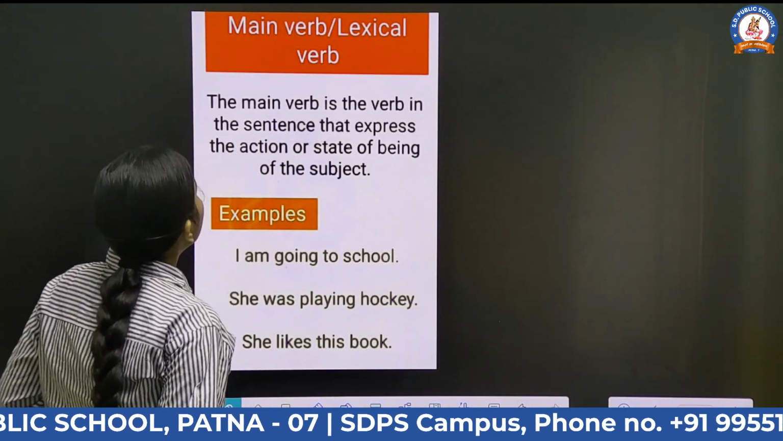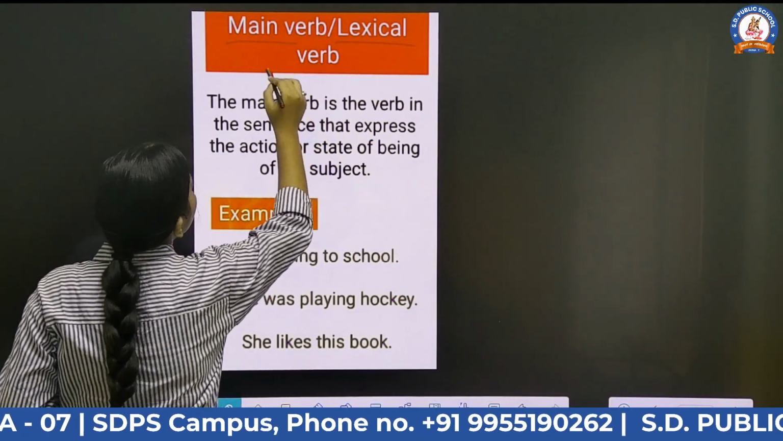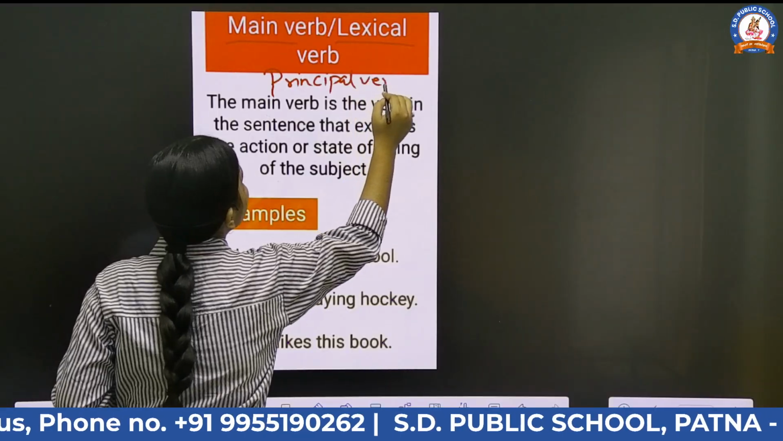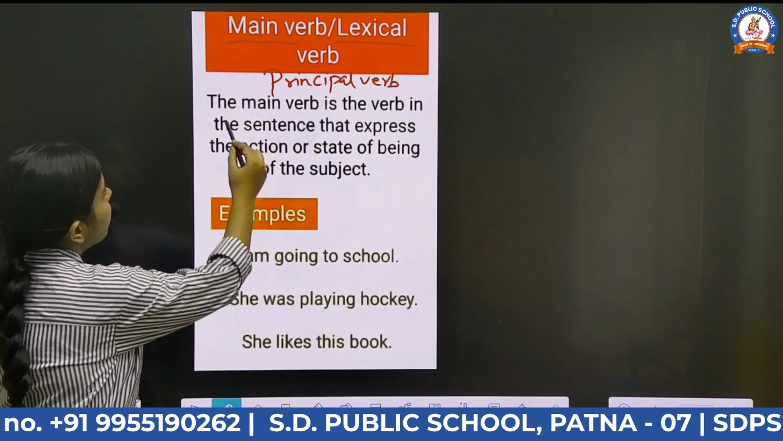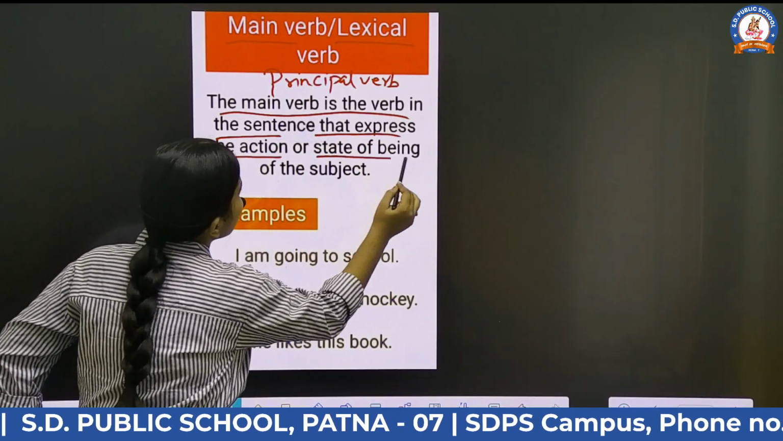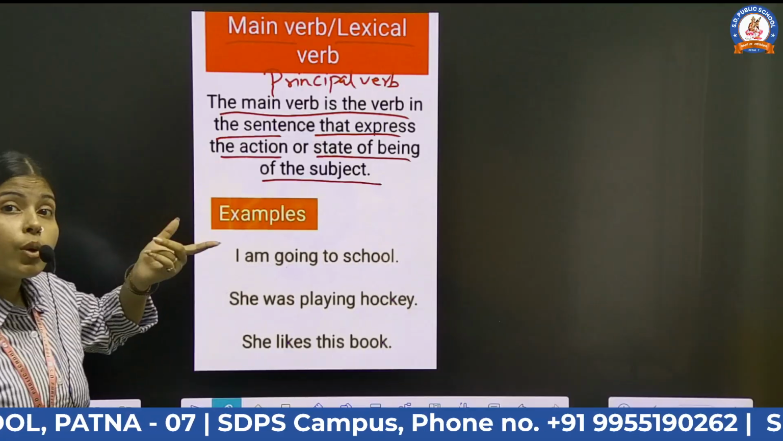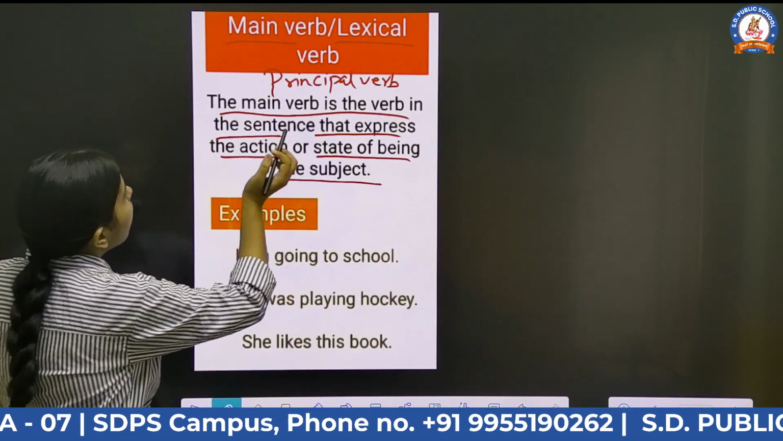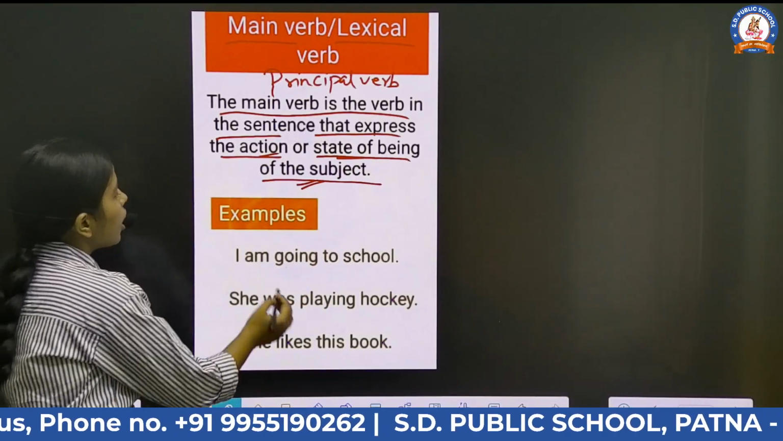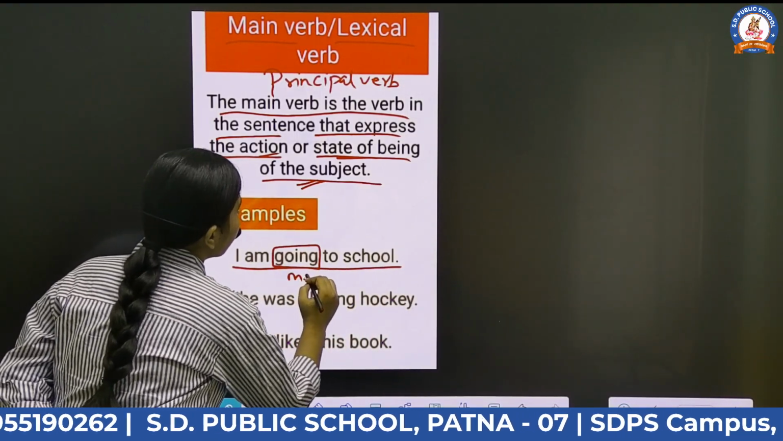After that, we move to our next topic, which is main verb, also referred to as lexical verb or principal verb. Look, what are principal verbs? The main verb is the verb in the sentence that expresses the action or the state of being of the subject. Subject is what? The doer in the sentence, right? So principal verbs are those which show the action or state of being of the subject. For example, I am going to school. Here the word going is what? It is the main verb.